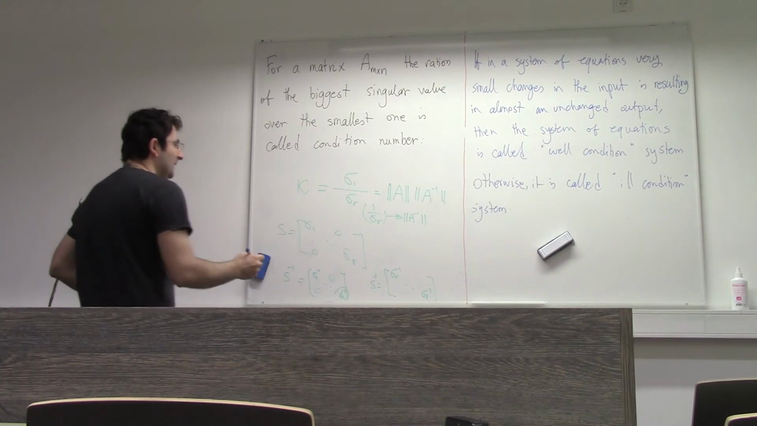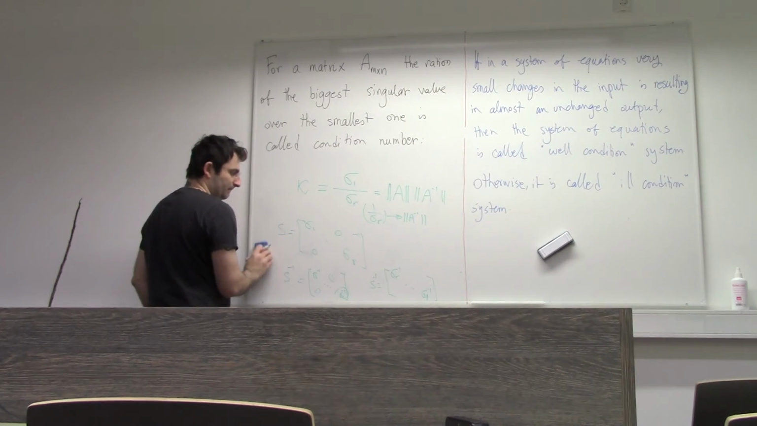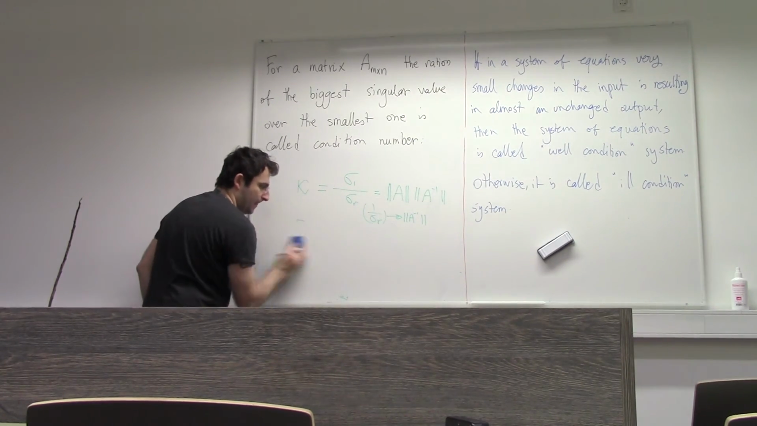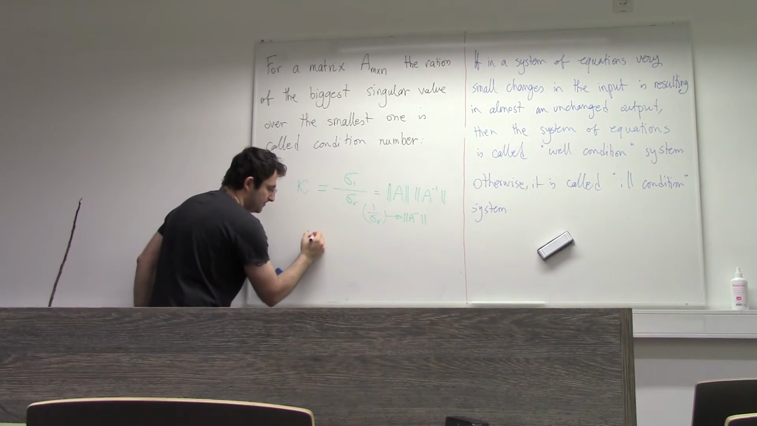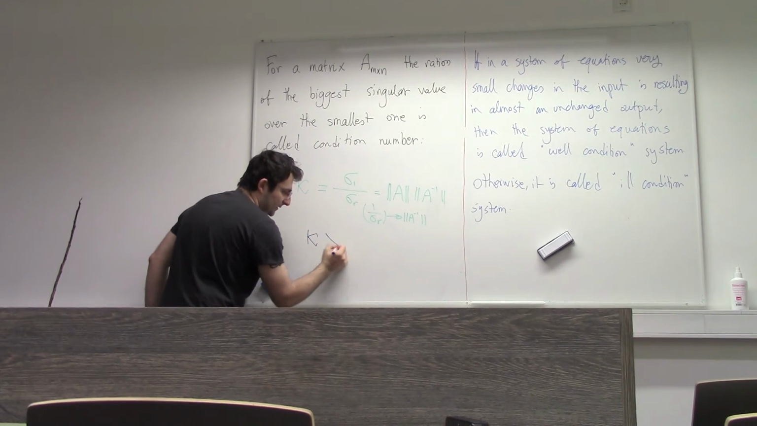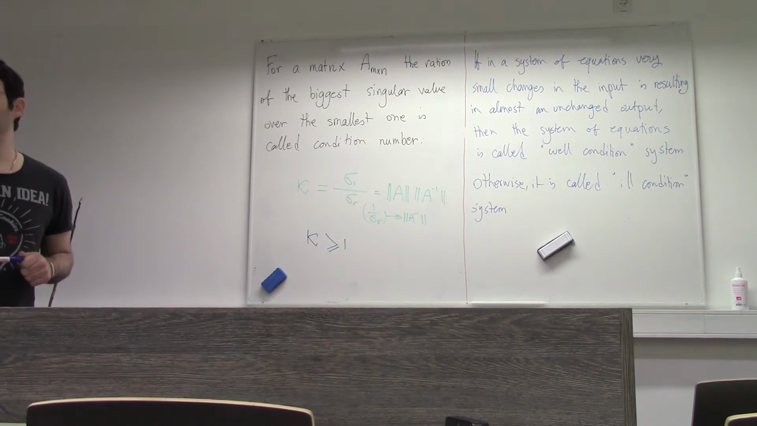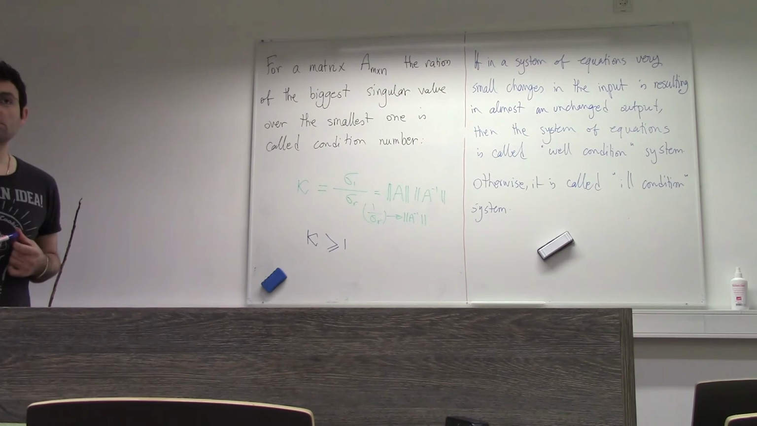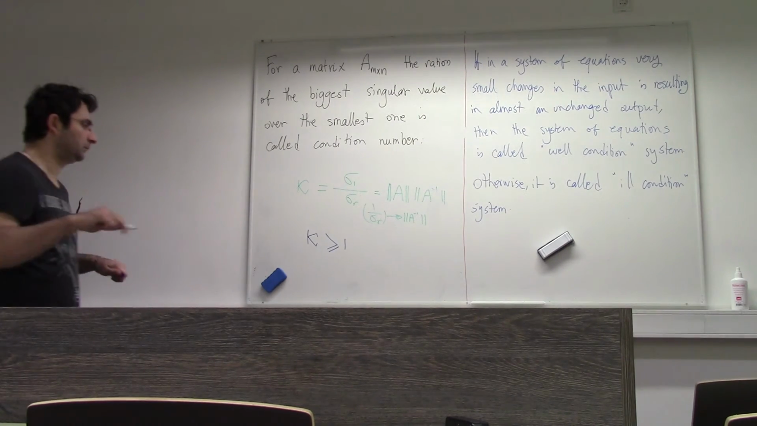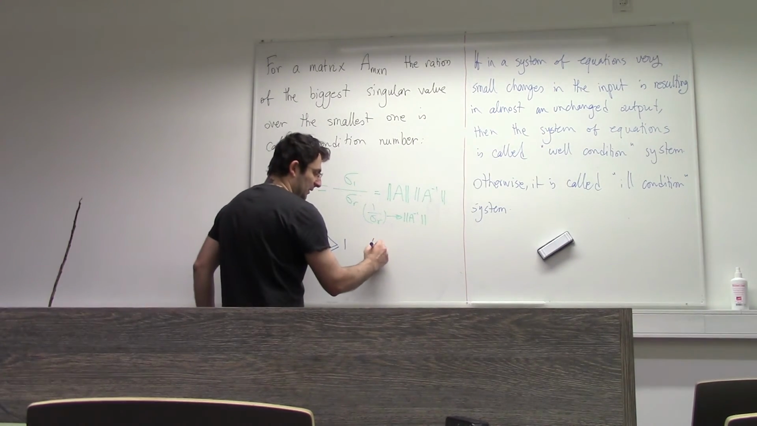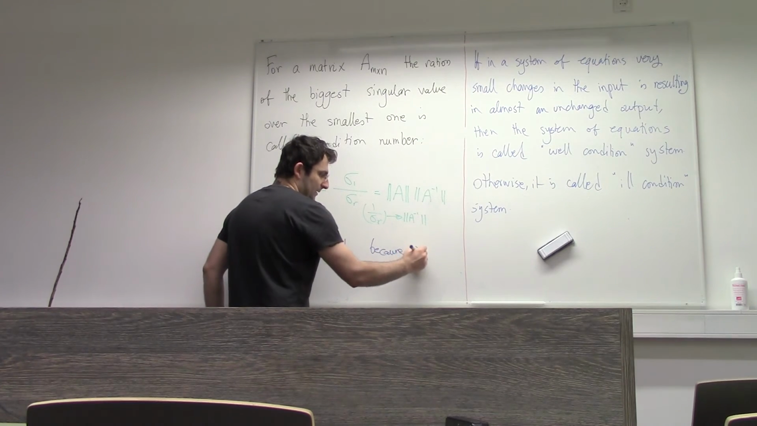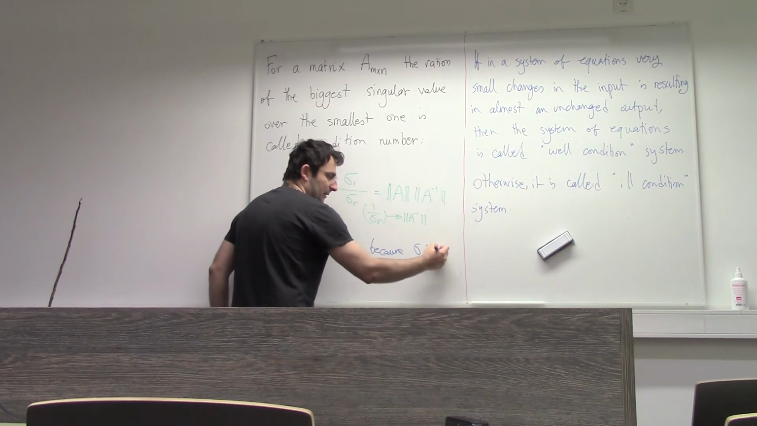And one thing is that kappa is always greater than 1. Why? Because sigma 1 is always greater than or equal to sigma r.